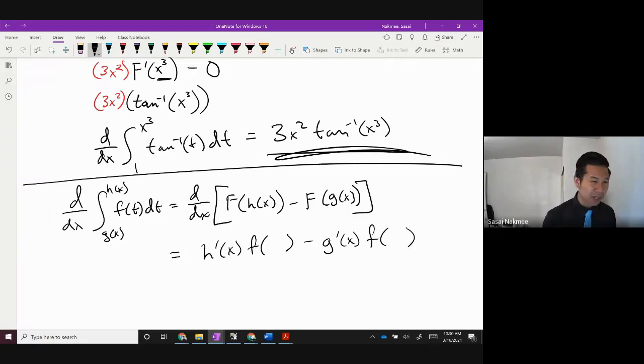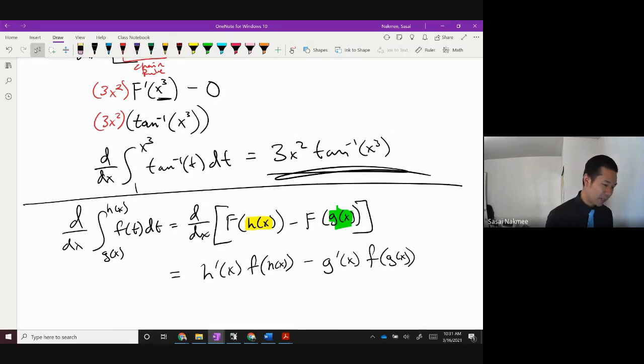But the stuff that goes in there is what changes, right? The stuff that was in here was h of x, so the stuff that's in here is h of x. The stuff that was in here is g of x, so the stuff that's in here is g of x. I know that looks like a bunch of nonsense, mumbo jumbo, right? But here it is right here.